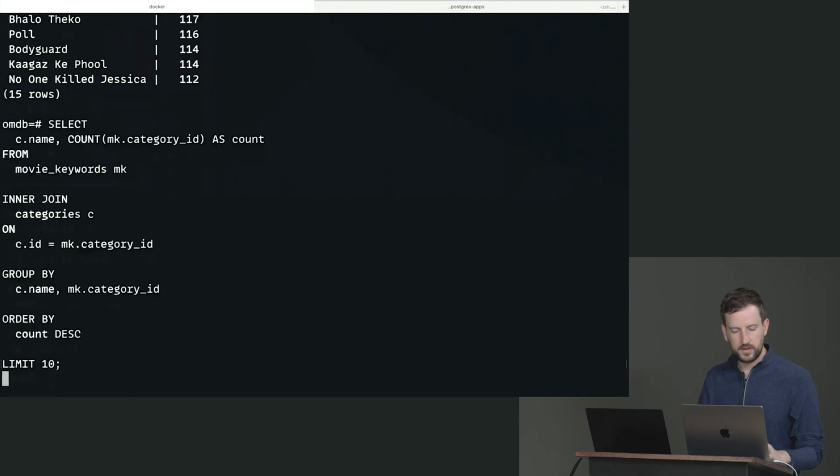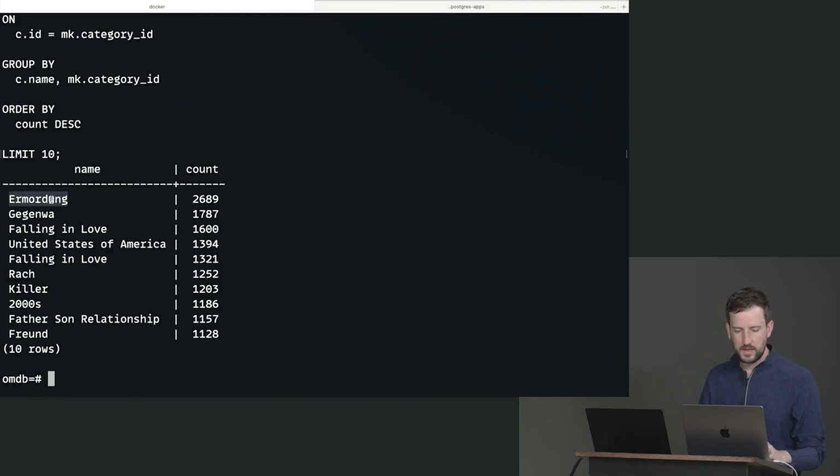All right, so let's take a look and see what we get back. And you get some, I think most of these are German, because most of the keywords I checked were either in English or in German. Unsurprising, falling in love is associated with basically every movie ever. It's on the list twice. Yeah, it is, isn't it? I would bet you it's because they're in different languages.